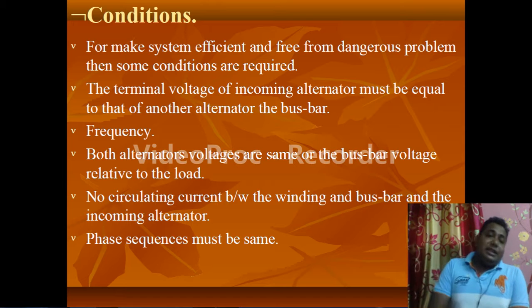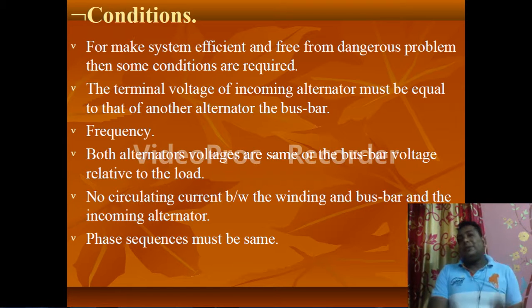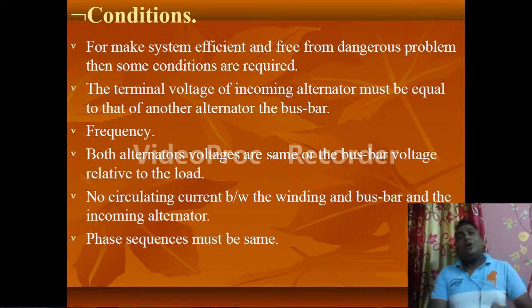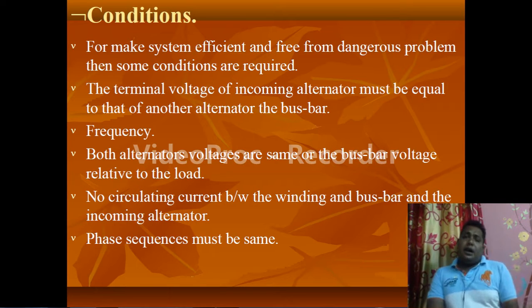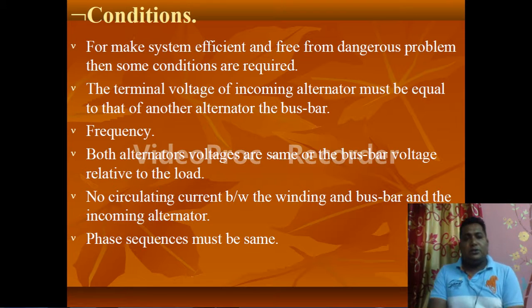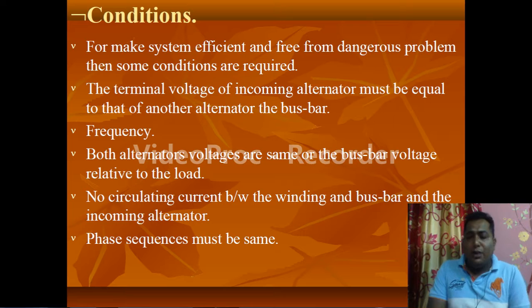Okay, now it is a very important point: what is the condition to connect an alternator to an existing system, where a bus bar is already there and n number of alternators are connected to that bus bar? Now we have to connect another alternator to this one. So how can we connect it? We have to understand that now.